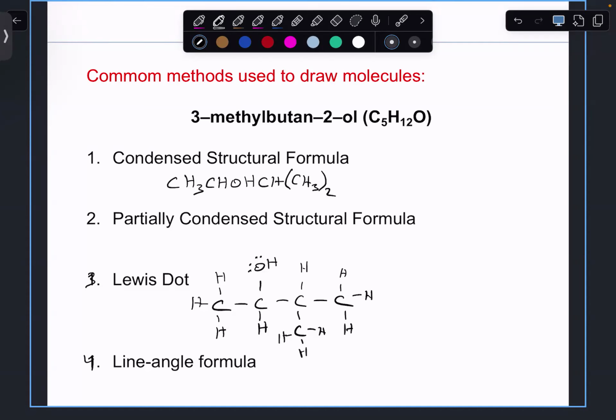So with this partially condensed structure, what I'm going to do is pull out the branch things. That shows you more explicitly how things are connected. You don't have to do quite as much thinking.